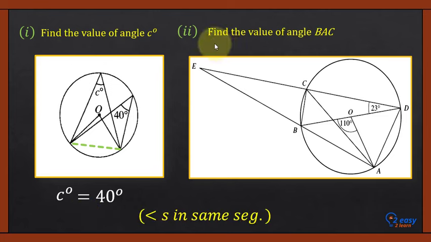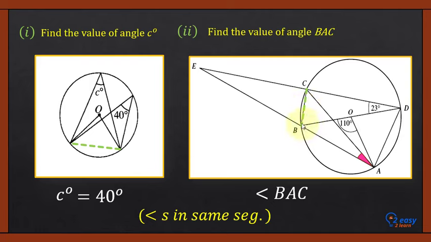In part 2, find the value of angle BAC. Let's see where this angle BAC is. This is point B, this is point A and this is point C. So this pink angle is the angle BAC which we have to find. Now trace back this angle A. From point A, move along this line, it is at point C, and the other line of this angle is meeting at point B. So this is the chord BC. This chord BC is making this angle A.